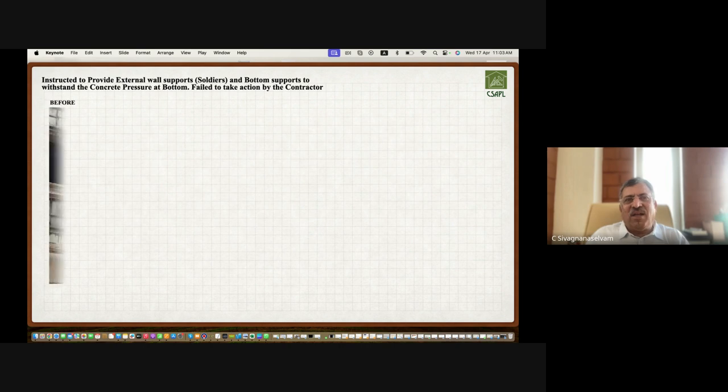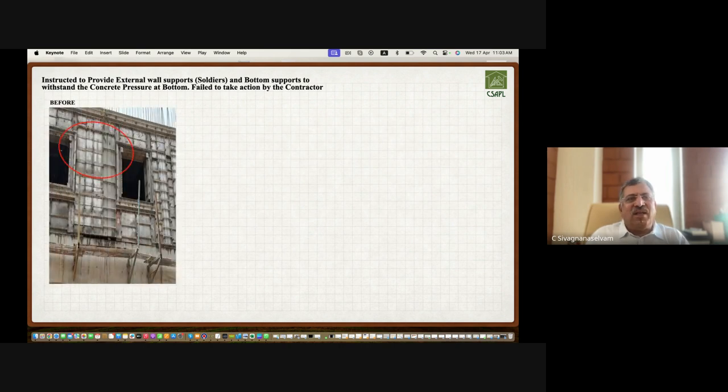Again here, see, there is no adequate soldier support. It is on the external side of the wall. Here you can see it's not properly fixed. You can see the alignment. Here it is aligned properly and it is not here. It is in line, but it is not in line. And again, the same way here also.